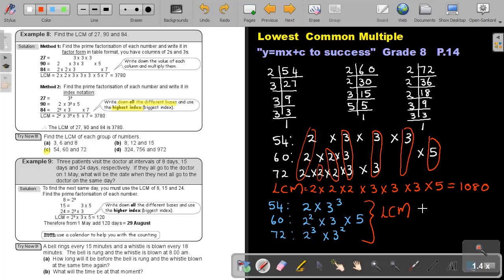Write down all the different bases. So what are all the different bases? There are 2s, and there are 3s, and there are 5s. So all the different bases, and now the biggest exponent. There's a 1, there's a 2, there's a 3, but the biggest is 3. And there's a 1, a 2, and a 3, and the biggest will be 3. And 5 will only be 1. Take a calculator, say 2 times 2 times 2 times 3 times 3 times 3 times 5, and it will be an answer of 1080.